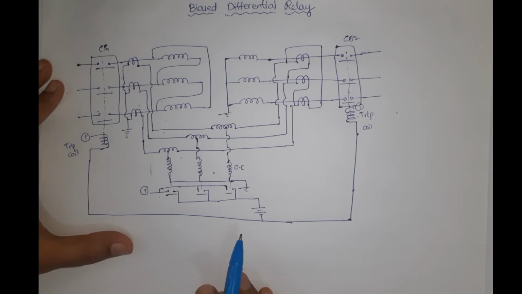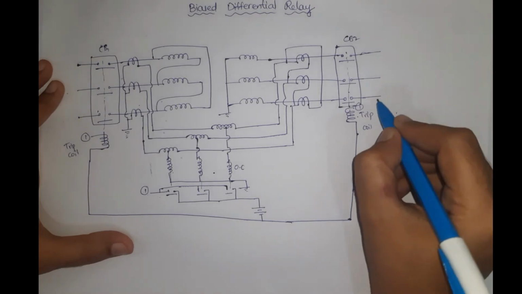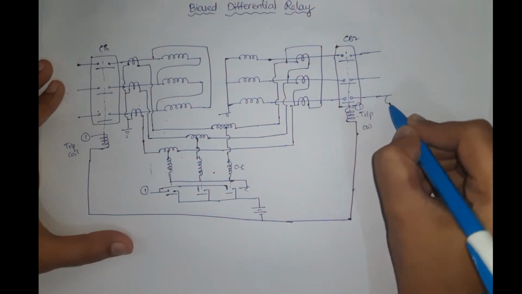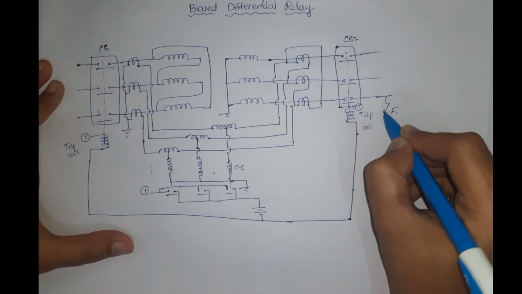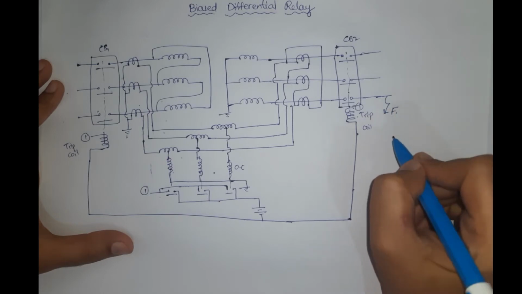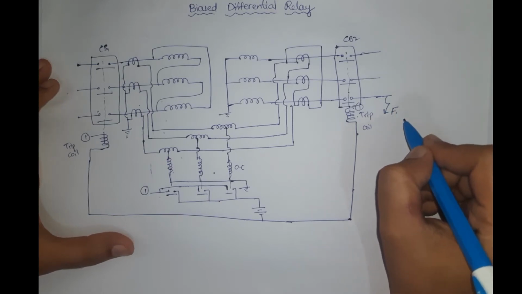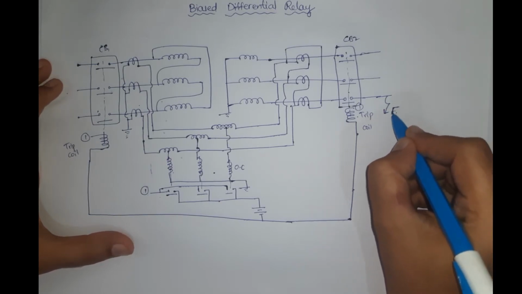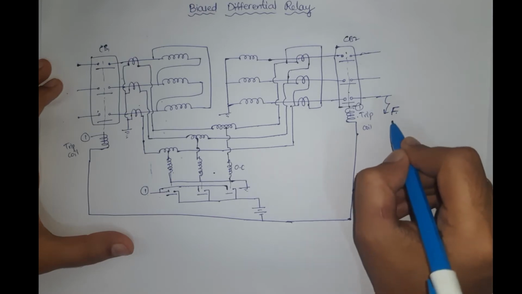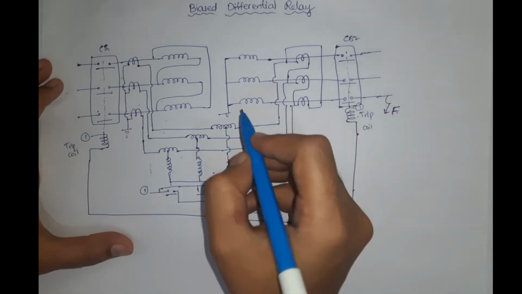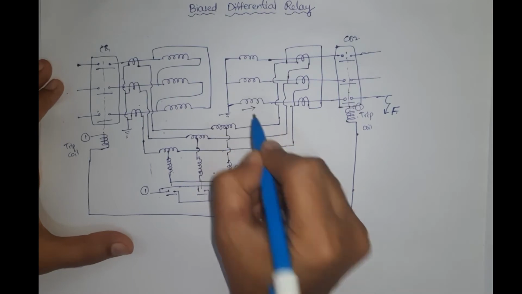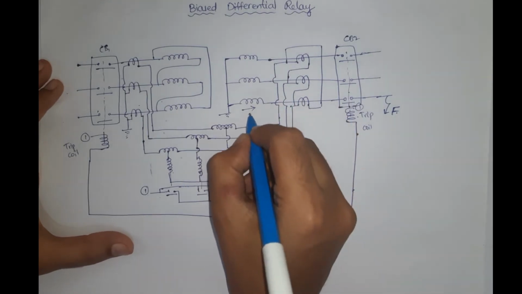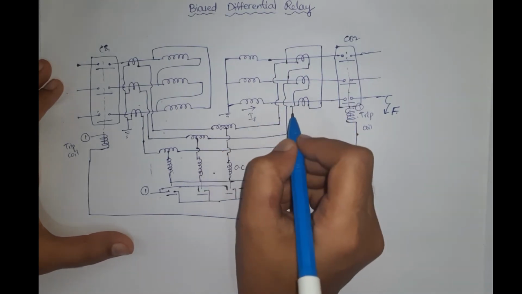Now let us see how it works for external faults. I'm taking an external fault here, right? For this external fault, the fault current corresponding to the fault at this point is supplied by this coil. Do you agree? So this is the fault current supplying coil.